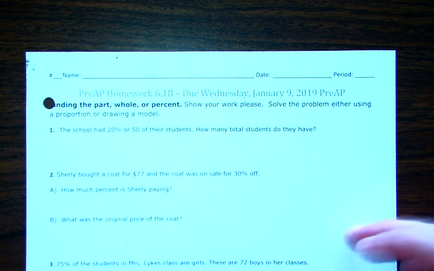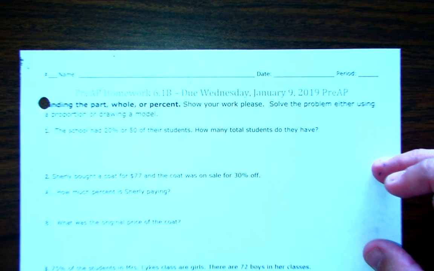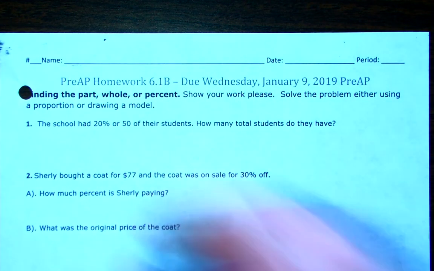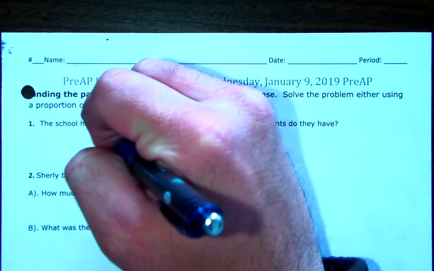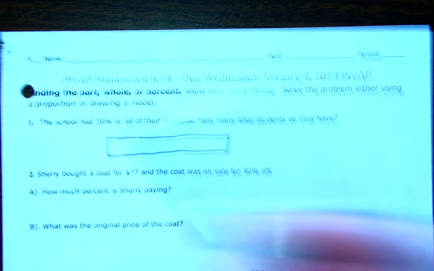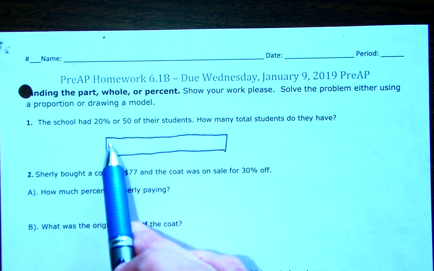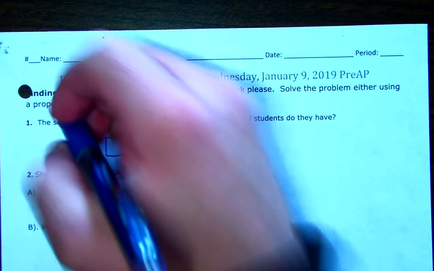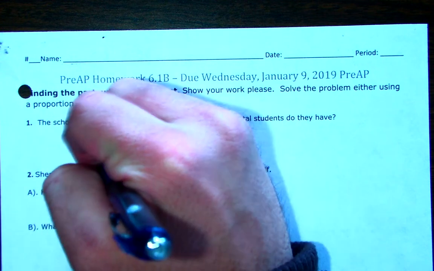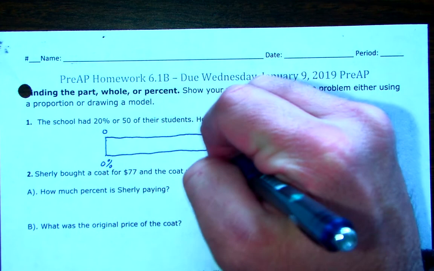It tells us the school had 20% or 50 of their students. How many total students do they have? So let's go ahead and start with our percent bar. Now yesterday on the percent bar, I'll be honest, I was being a little bit lazy with it, and I really shouldn't have been. So I went on ahead and re-showed the students how to do the percent bar today. So this starting spot right here is 0. You always start with 0. Right down here would be 0%.